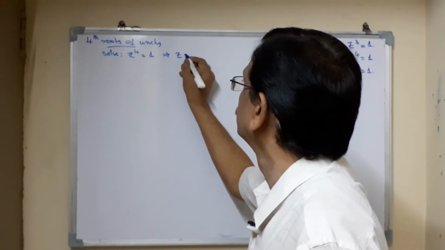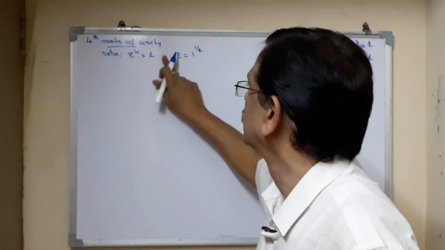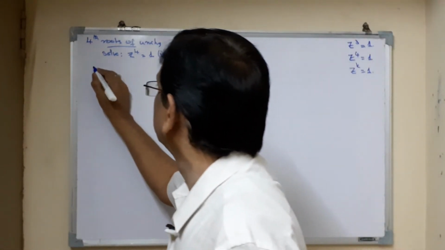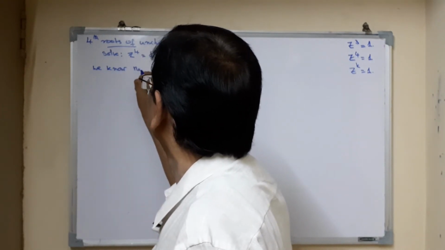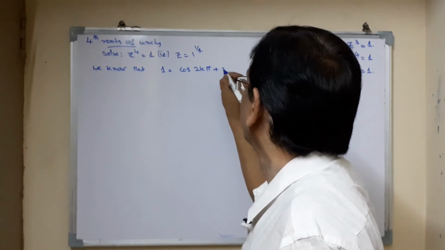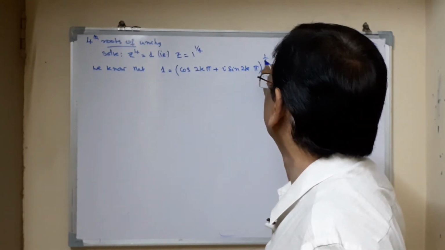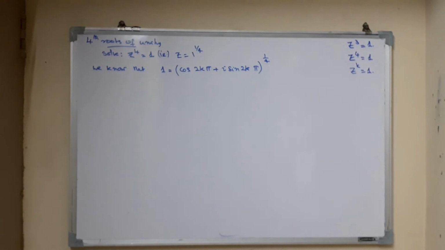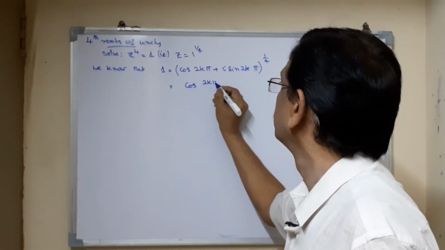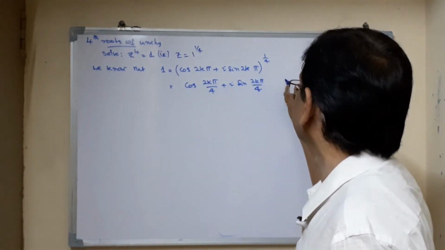This implies I have to find z equal to 1 power 1 by 4. So we know that 1 is equal to cos 2k pi plus i sin 2k pi, whole power 1 by 4. We have 4 roots, so this is equal to cos 2k pi by 4 plus i sin 2k pi by 4, by De Moivre's theorem.